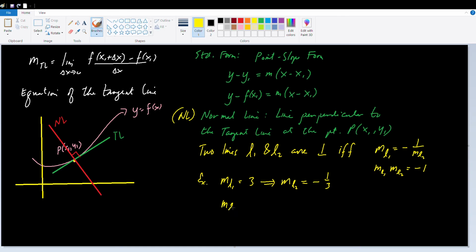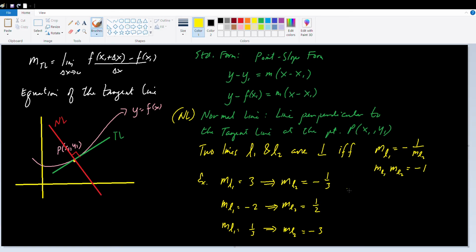So if the slope of L1 is -2, then the slope of the line perpendicular to it is the negative reciprocal. So the negative of -1/2 or +1/2. Take the reciprocal and then change the sign. Another one, if the slope of L1 is 1/3, okay, then the slope of the line perpendicular to L1 will be the negative of the reciprocal. So that will be -3.